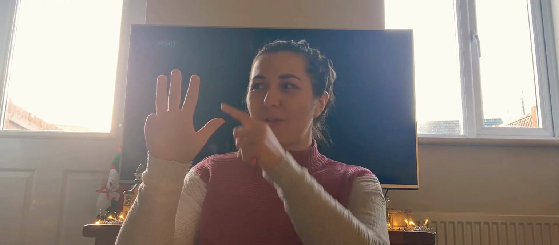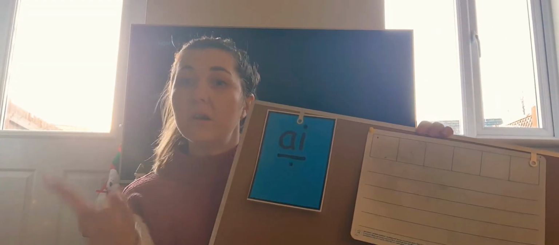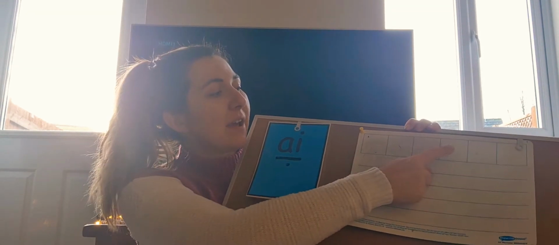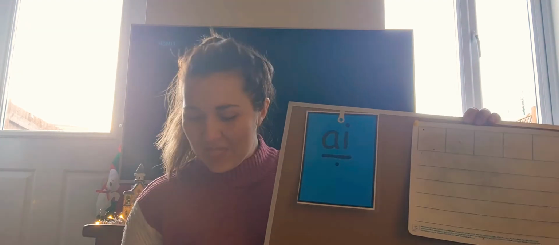Let's count the sounds that we can hear in the word paint. P. A. N-t. Not just three sounds. In the word paint, there's actually four. Let's just sound it out one more time. P-A-N-T. Paint. Let's all have a go at writing the word paint. We will not need three sound boxes. We're actually going to need four. There are four sounds in the word paint.